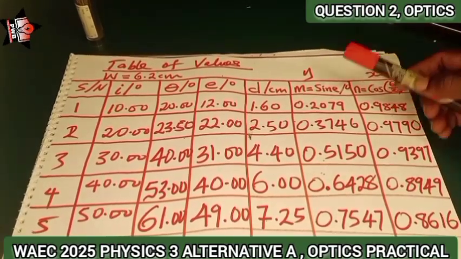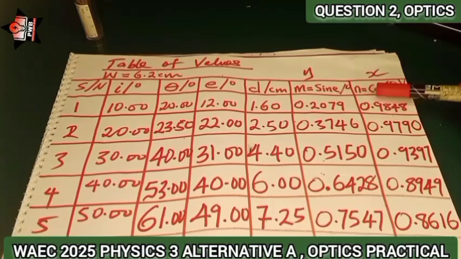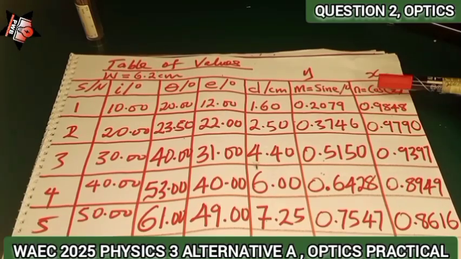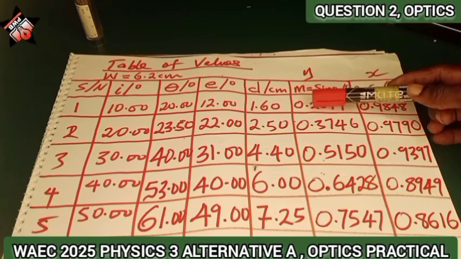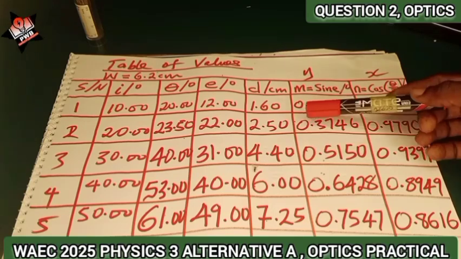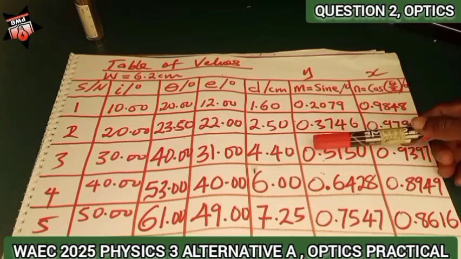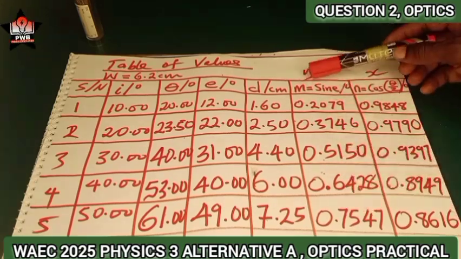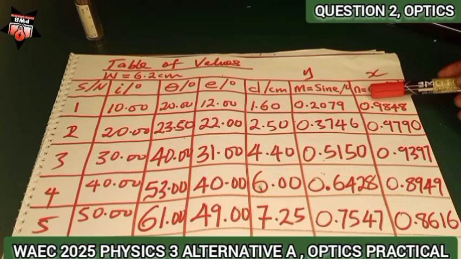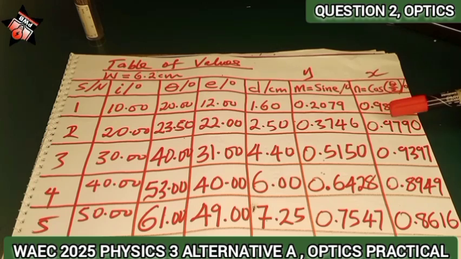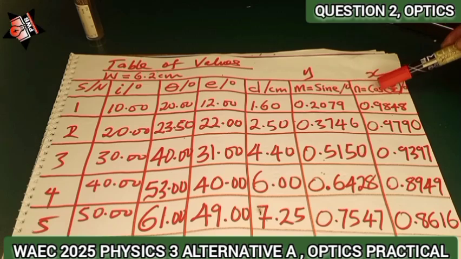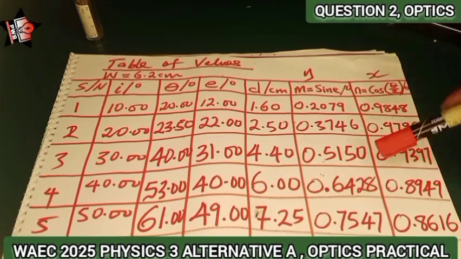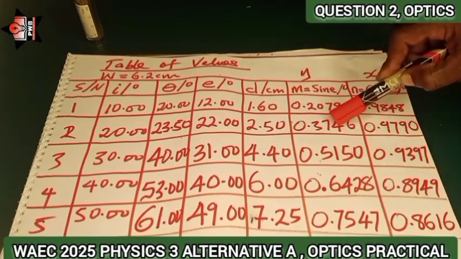Now let's look at the trend of the experiment. Between y and x, or m and n, if you observe, the values of m are increasing: 0.2, 0.4, 0.5, 0.6, 0.7. So the values of m are increasing down. The values of n are decreasing: 9.8, 9.7, 9.3, 8.9. So this is increase, decrease. The trend for this experiment is increase, decrease.